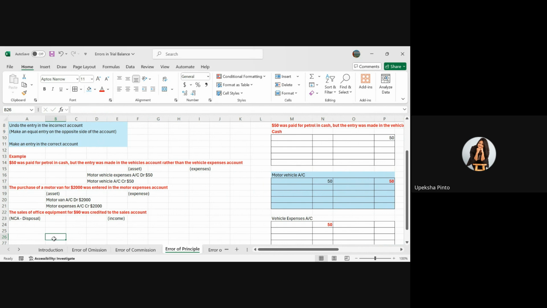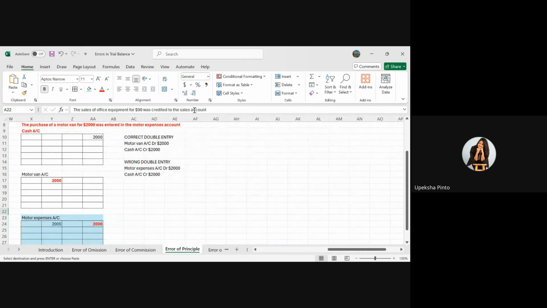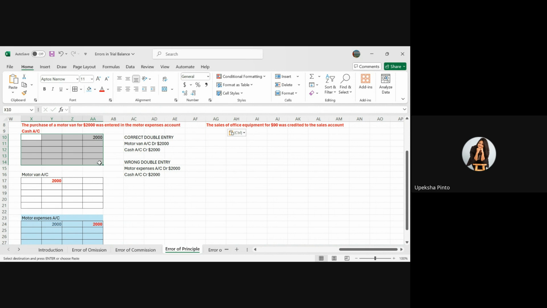The next one: the sale of office equipment for $90 was credited to the sales account. Normally once you're selling, you're getting money, so it's the cash account that usually works around this. So we'll try to correct this also. For that, I will use two accounts.